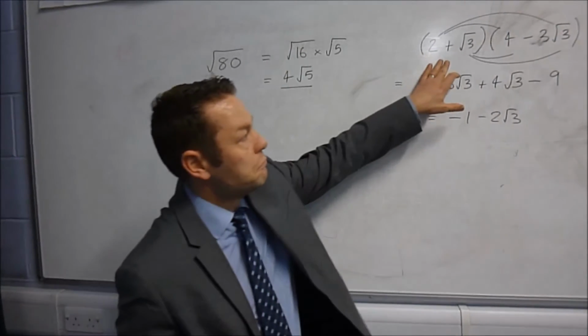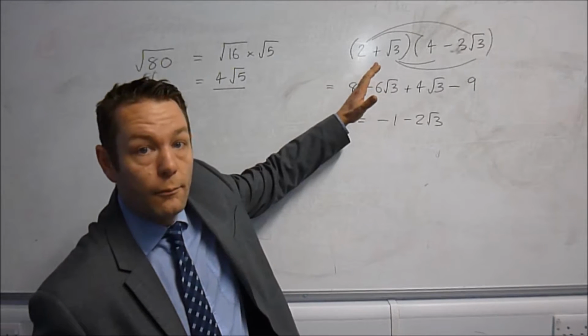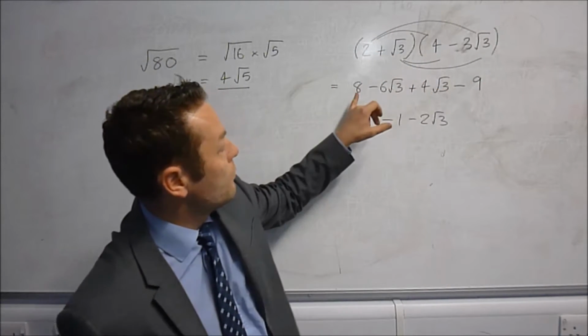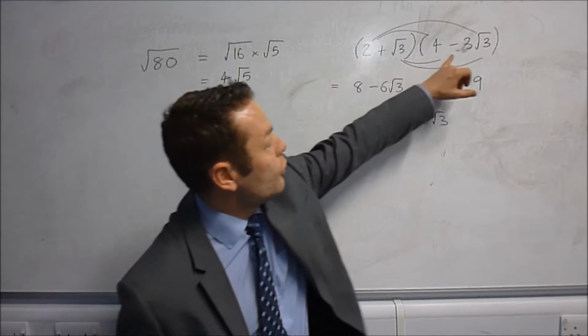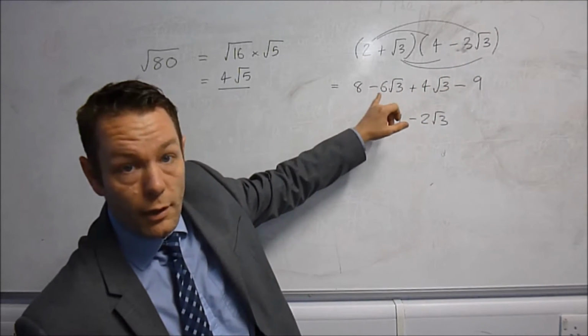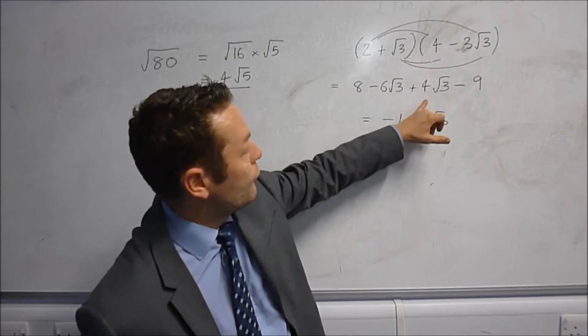Second type. Could be question 2, could be question 3. Expanding a double bracket. Claw method. Dead easy. 2 times 4 gives us our 8. 2 times minus 3 root 3 gives us 6 root 3. Take away 6 root 3. Root 3 times 4, 4 root 3.